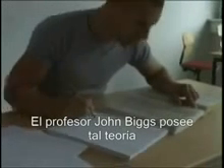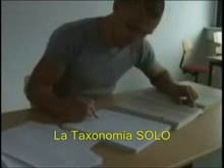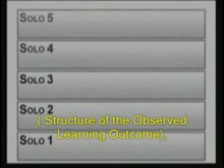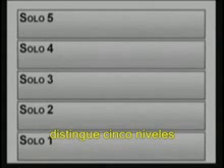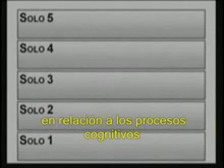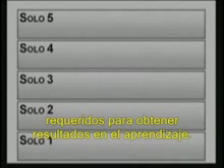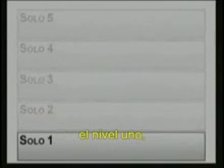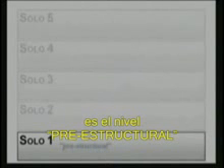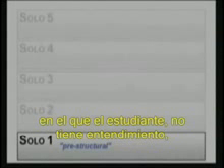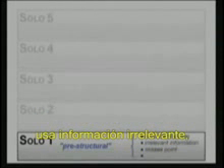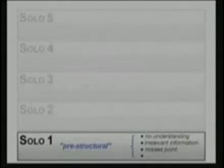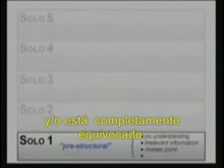Professor John Biggs has such a theory. The SOLO taxonomy, short for structure of the observed learning outcome, distinguishes 5 levels according to the cognitive processes required to obtain them. The lowest level in the taxonomy, level 1, is known as the prestructural level, at which the student has no understanding, uses irrelevant information, and or misses the point altogether.